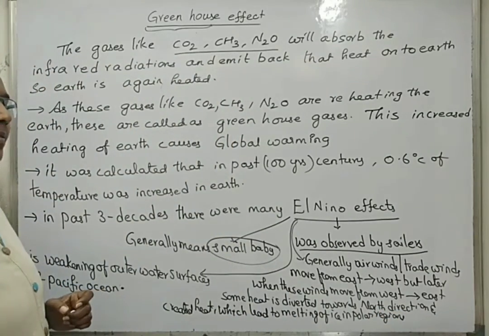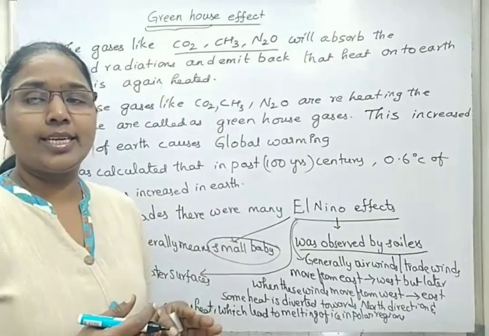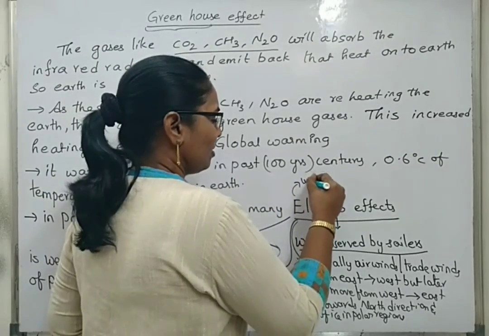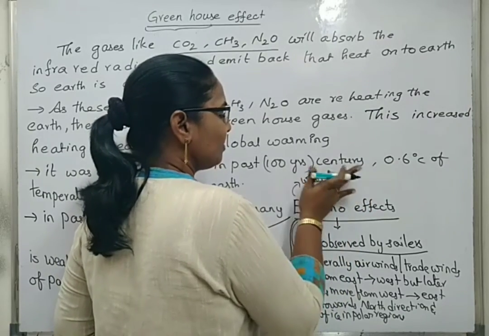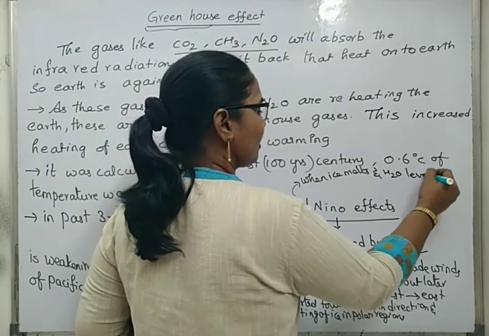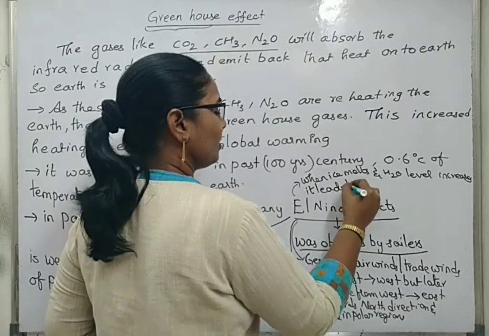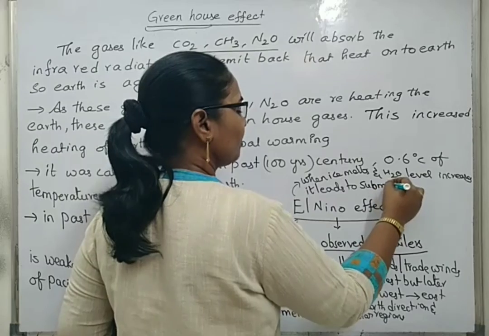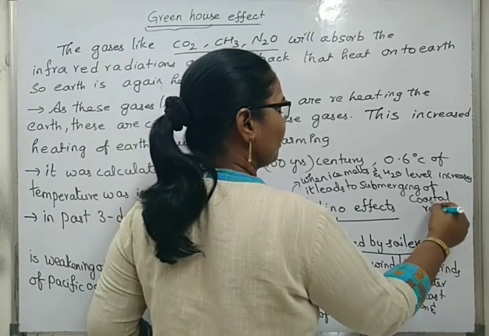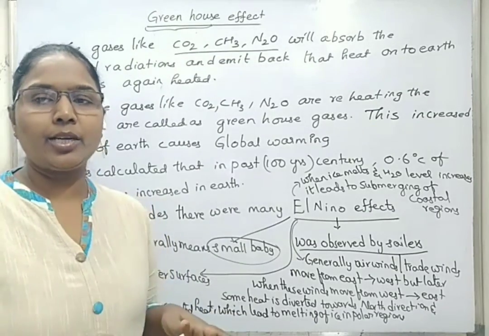So this El Nino effect, which is causing the melting of ice in Antarctic regions and Arctic regions, caused the submerging of the coastal areas. So when ice melts and water level increases, it leads to submerging of coastal regions. Mostly we can see this when winds are moving from Asia to Peru direction.